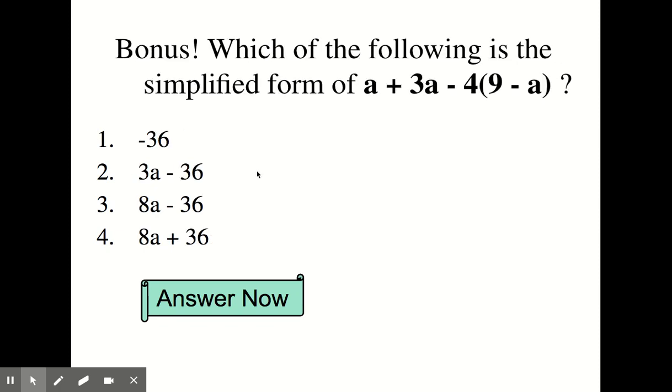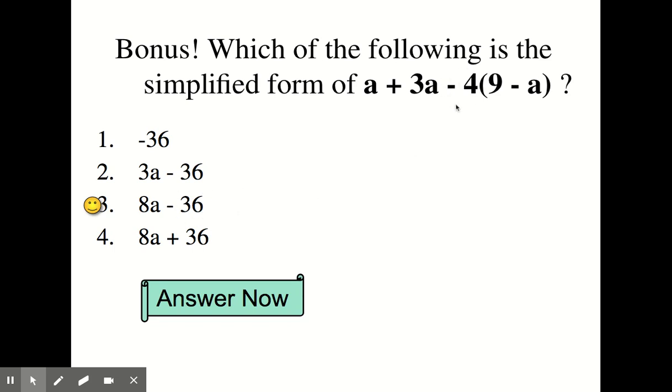Bonus try here. Which of the following is the simplified form of a plus 3a minus 4 parentheses 9 minus a? It would be 8a minus 36. You get that because you have to first distribute this. So the a plus the 3a would first simplify down to 4a, and then you have negative 4 times 9, which gives us negative 36 or minus 36.